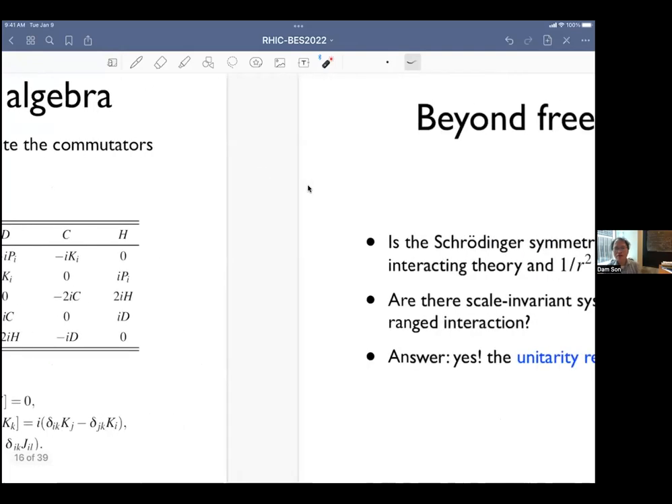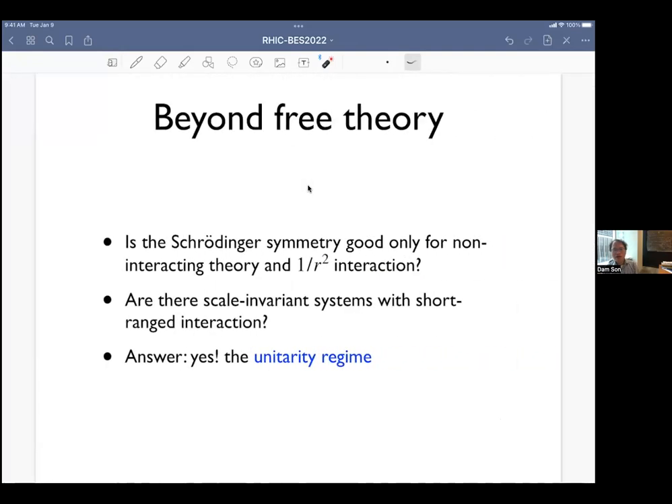Okay, now we can ask the following question. Is the Schrödinger symmetry good only for the non-interacting theory, or theories with 1 over r squared interactions? These theories are interesting. However, the non-interacting theory is rather trivial, and 1 over r squared interaction is rather hard to find in nature. The question one may ask is whether there is a scale invariant system, or a system with Schrödinger symmetry, with a short-range interaction that would be easier to imagine being realized in nature. And the answer is yes, and that is the so-called unitarity regime.